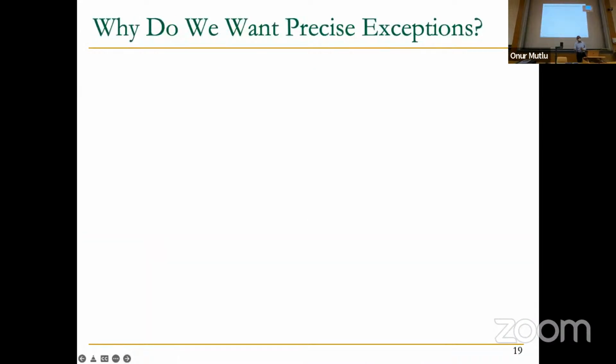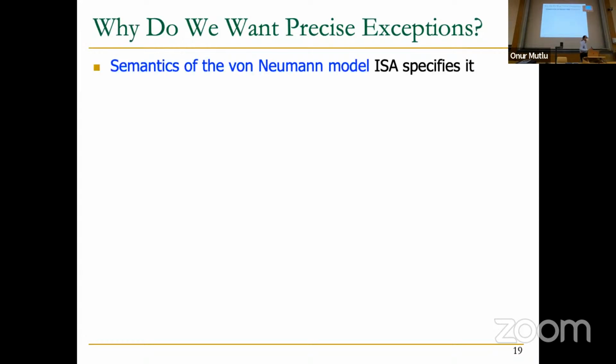So before we go on further, let's talk a little bit more about why we want precise exceptions. Clearly, the legalistic answer is the von Neumann model demands it. If you're designing a von Neumann system, you'd better obey the contract. Yes, correct. That's very legalistic, though. In a sense, there's less insight in this answer. The insight is why does the von Neumann model demand it?